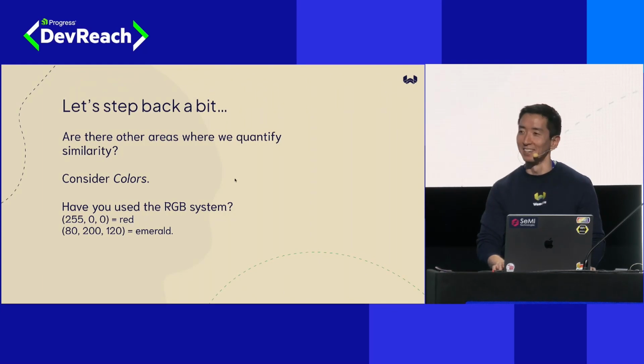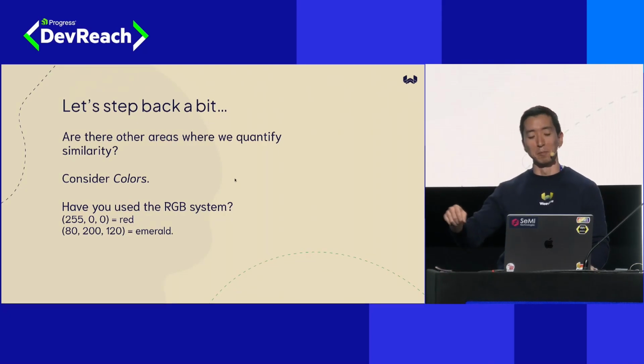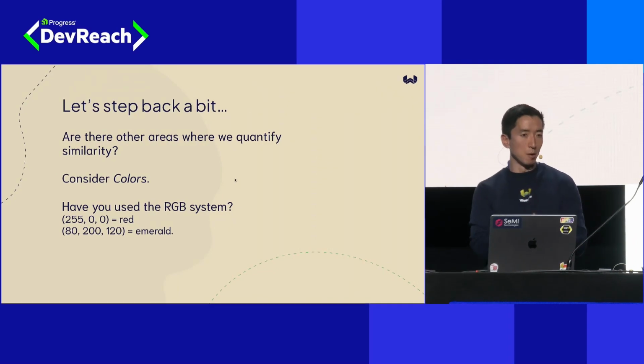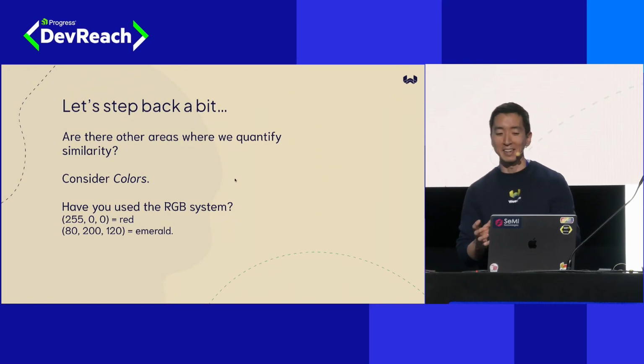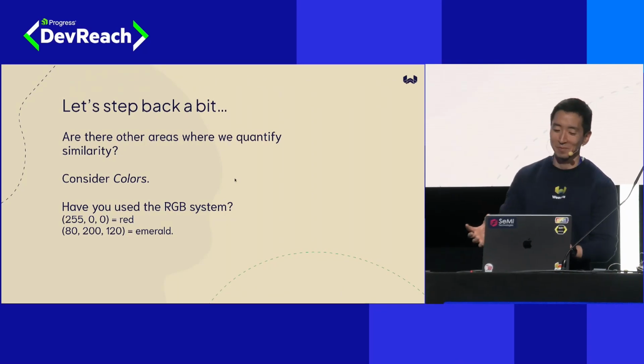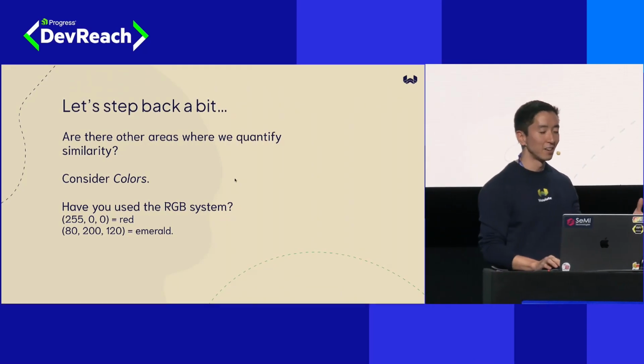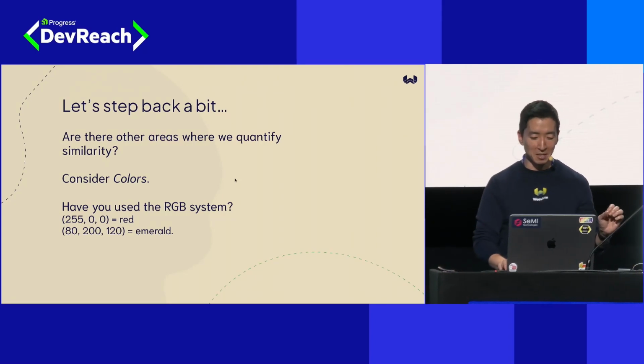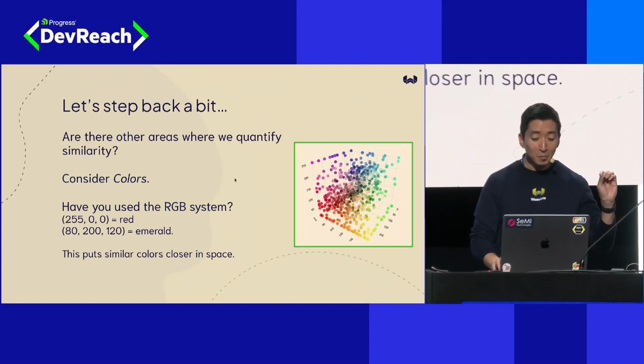Fabulous, that's what I was after. Listen, I was going to be in a lot of trouble if you all said, what the heck is an RGB system? And I was going to have to go back a number of steps. But you're familiar with the RGB system, right? So you've got 3 numbers, integers, that represent how red, how green, and how blue something is. Right, so 255, 0, 0 is red, 80, 200, 120 is emerald, and so on. I won't bore you by reading a whole bunch of other numbers out.